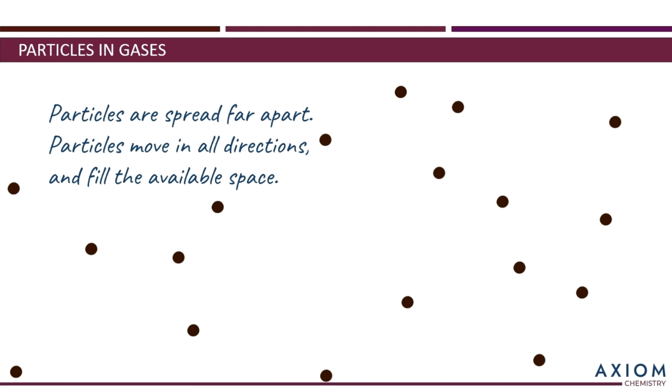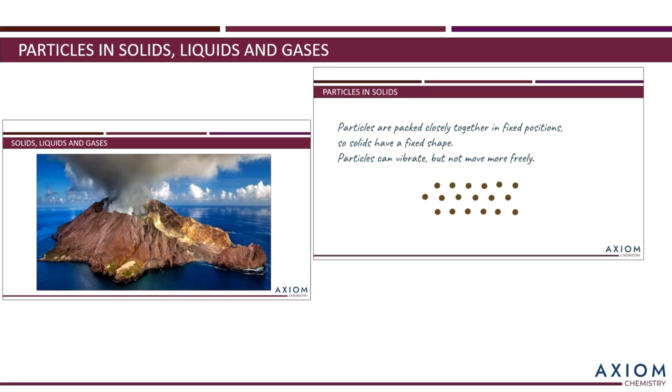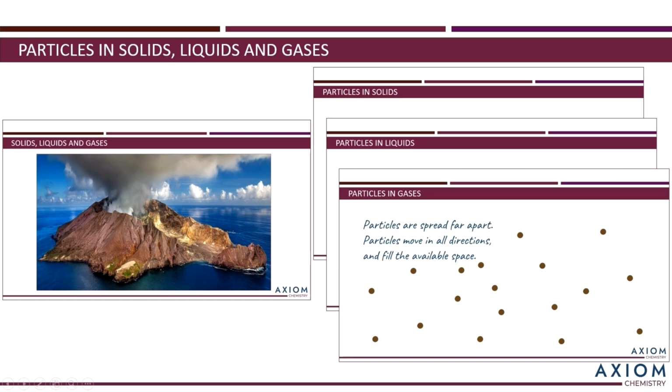Okay, let's go back and think about the volcano. We now understand a bit more about what makes the rock solid, the water liquid, and why many of the particles coming out of the top of the volcano are gases. In the solid rock, the particles are packed closely together in fixed positions, and so it has a fixed shape. In the liquid water, the particles are still packed closely together, but they don't have fixed positions, and they can slip and slide over each other. And finally, the particles in the gases are spread very far apart and can move in all directions, and can eventually fill all the available space.